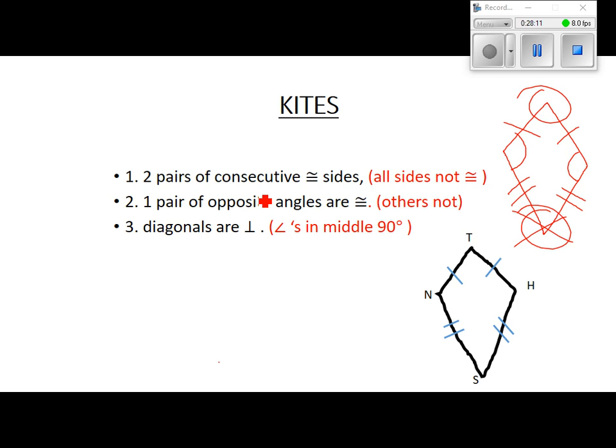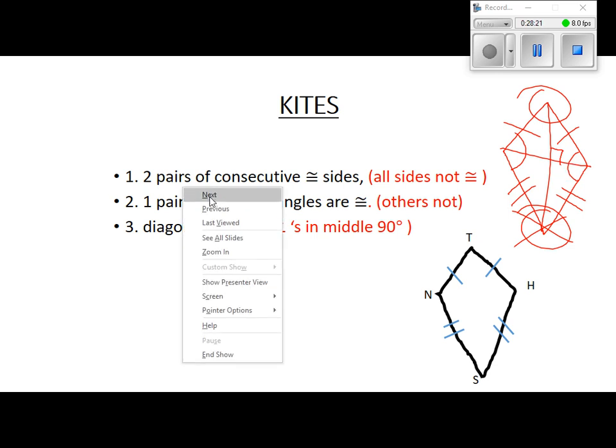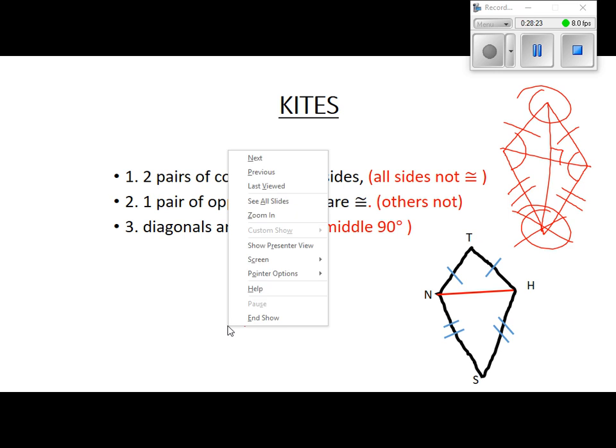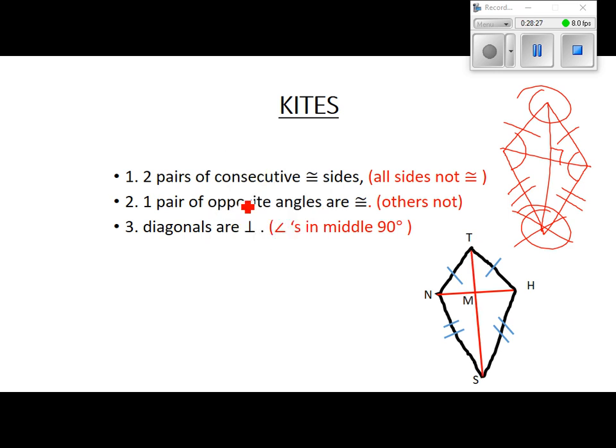Diagonals are perpendicular. If we draw in the diagonals here, they're going to form right angles in the middle. So again, we have four right triangles there. That's what this does. So all those four angles in the middle are all right angles.